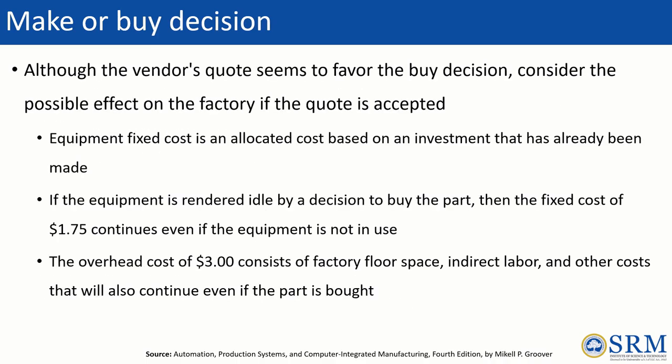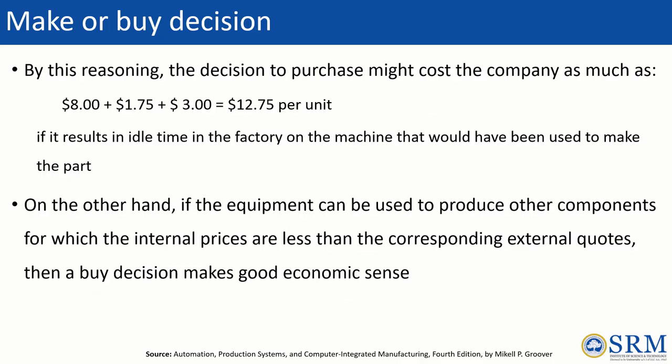However, decisions cannot be based solely on the supplier price. Fixed cost and overhead cost may continue even if the equipment becomes idle. If the machine remains unused after outsourcing, the company will still incur these expenses. Under such circumstances, buying externally may effectively cost $12.75 per unit instead of $8. So by this reasoning, the decision to purchase might cost the company as much as $12.75 per unit.